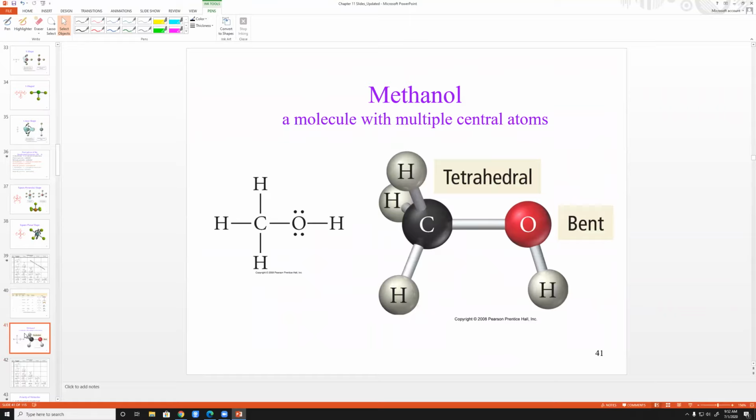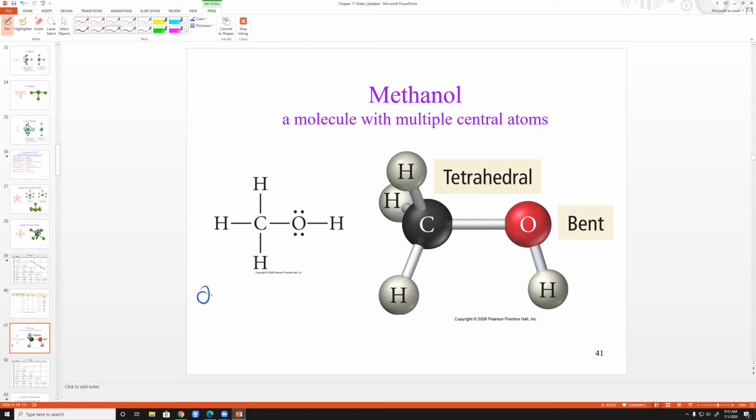An important thing to mention: what if you have a molecule with multiple central atoms? You can look at each atom specifically and tell the electron and molecular geometry. I think a question on some of your homeworks is, given a molecule like this, what is the electron or molecular geometry on oxygen? So we'll do that right now.